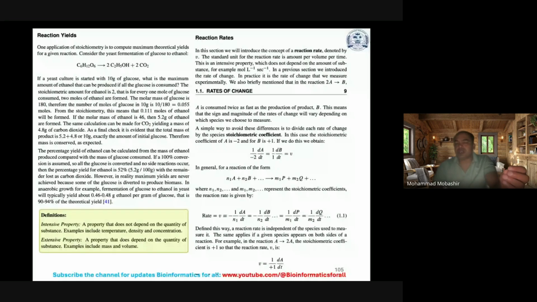You can easily understand, but still you can read what reaction yields are. What I'm going to say, what are intensive property and extensive property? Intensive property is a property that does not depend on the quantity of substance. And examples are temperature, density, concentration. But extensive property is a property that depends on the quantity of substance. For example, mass and volume. Now, reaction rates. So, what is reaction rate? You have already seen it. And with which unit it will be represented depends on what units you are using.